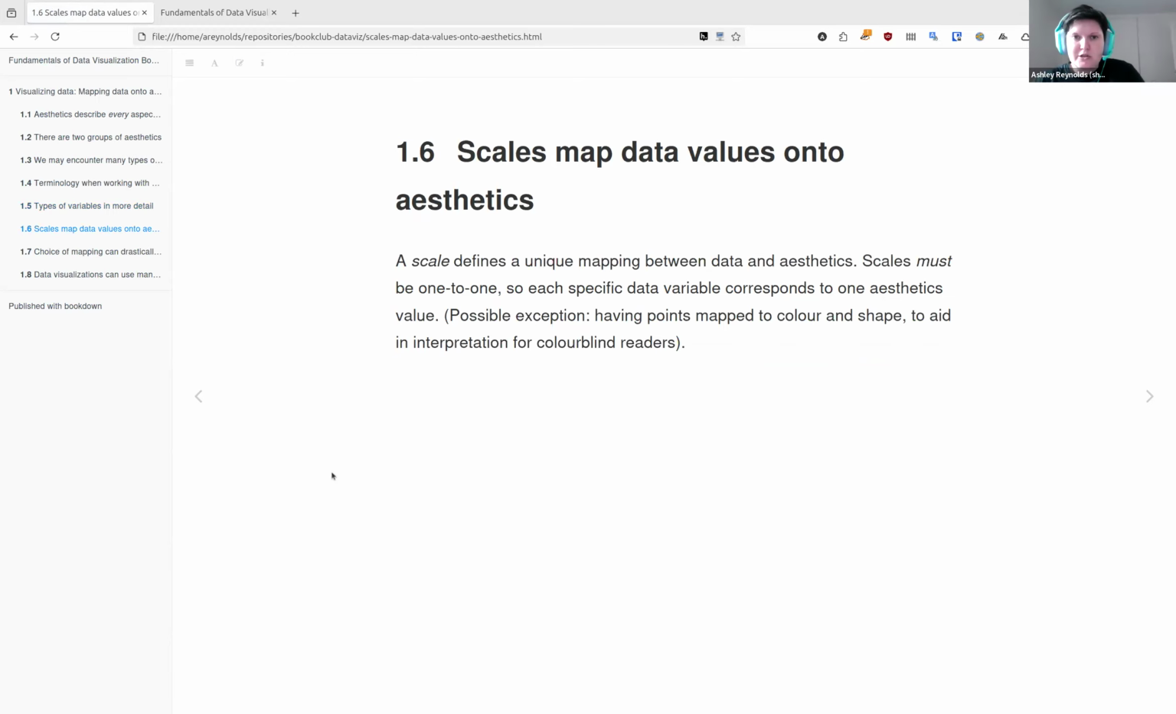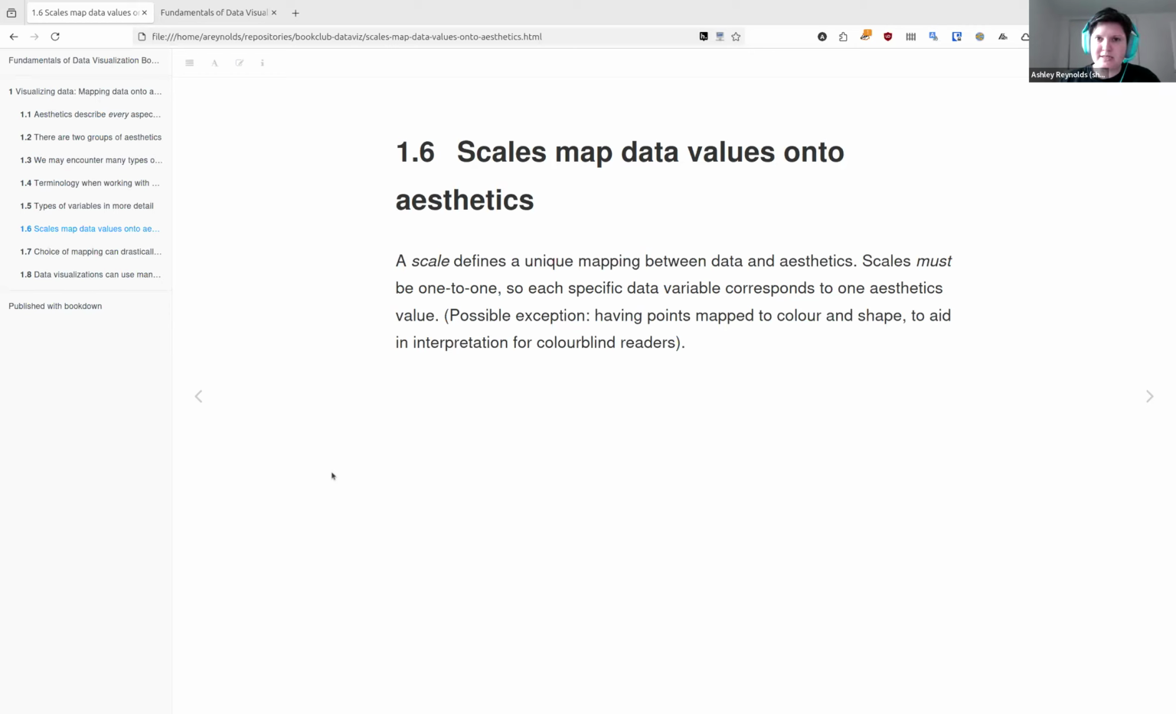Now, the next thing we need to know about are scales, and a scale defines a unique mapping between data and aesthetics. Scales are always one-to-one, so a specific data variable will correspond to one aesthetic value. So in our previous example, you might have a variable called animals, and each animal would have its own shape on your plot.